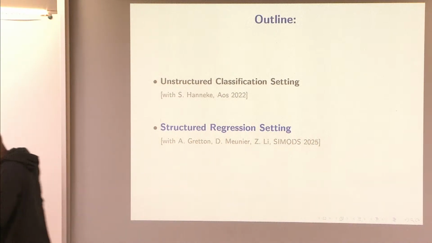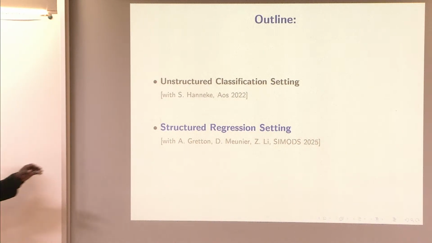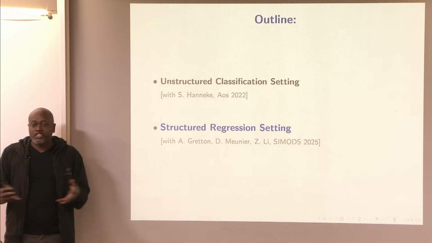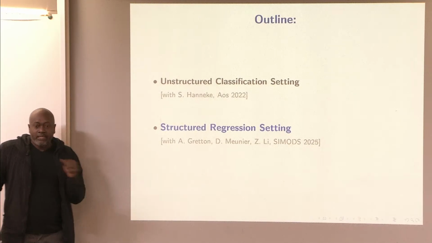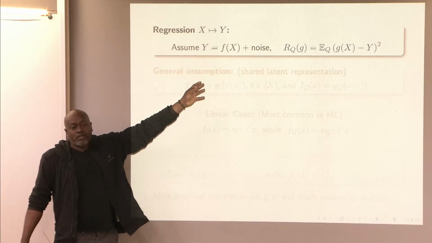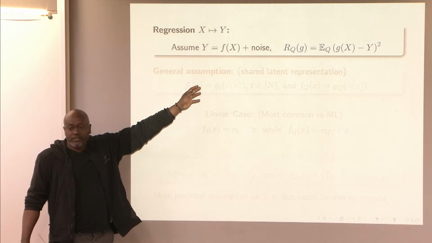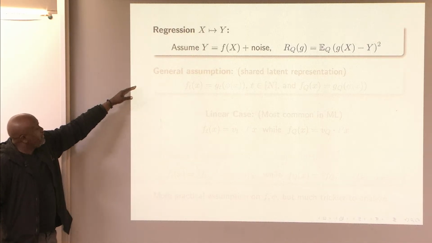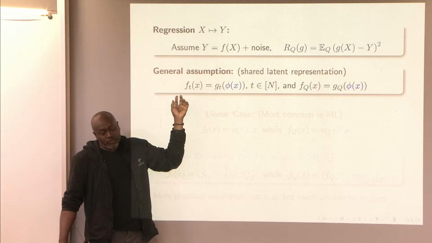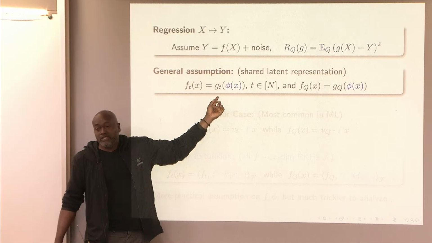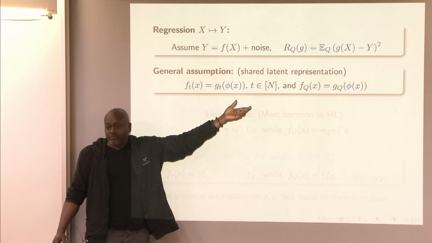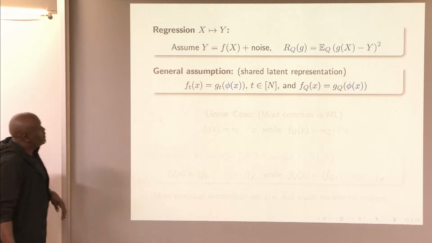So the structured setting, let's talk quickly about the structured setting. Here we have good news, right? We've assumed enough about the relationship between the tasks in order to gain. So let me remind you quickly what's been assumed. Here in regression, I'm just going to consider least square risk. And the general assumption is that the source task and the target task only differ through some link function, and there is some shared representation that is the same.